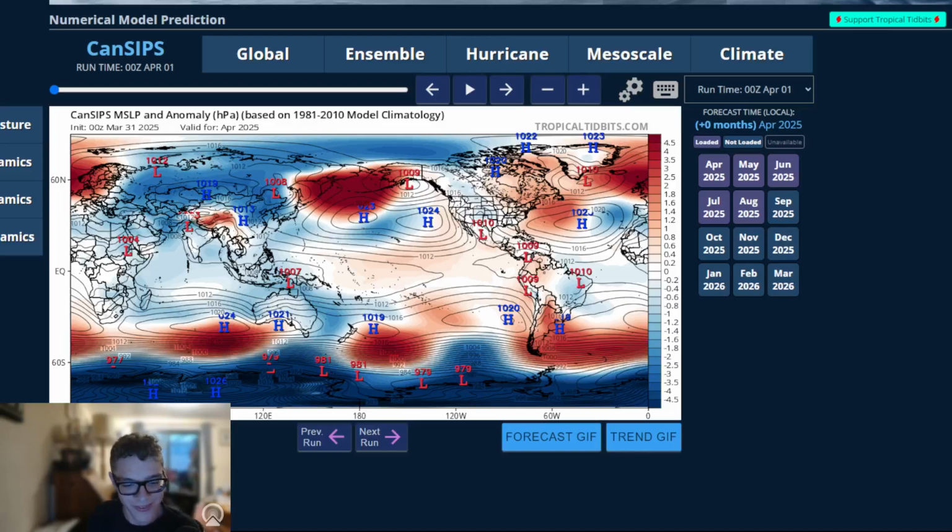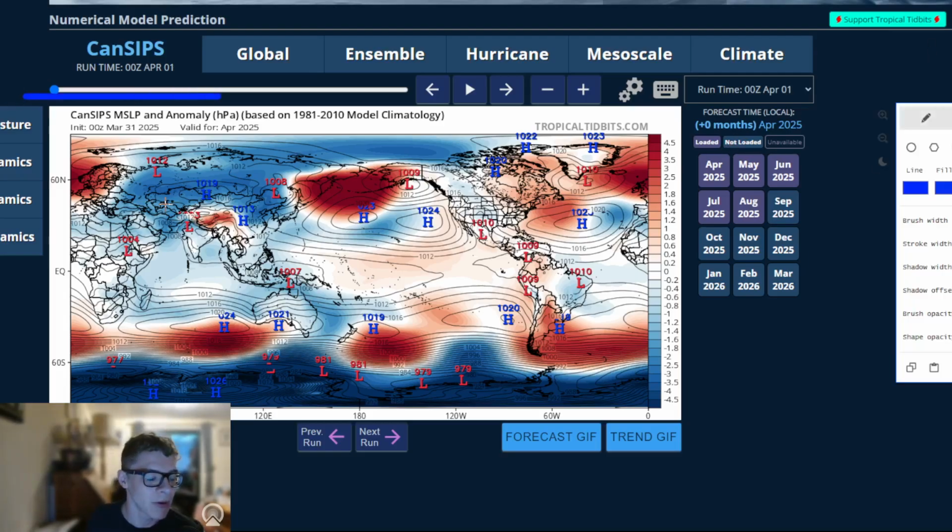So here's something I've not done ever before. I've got the CanSips model here as well. This is a monthly run model, and we're going to have a look at what this is showing from tropicaltidbits.com. Just a website I'm not familiar with, but I thought I'd use it today. So if we have a look, this is for April.